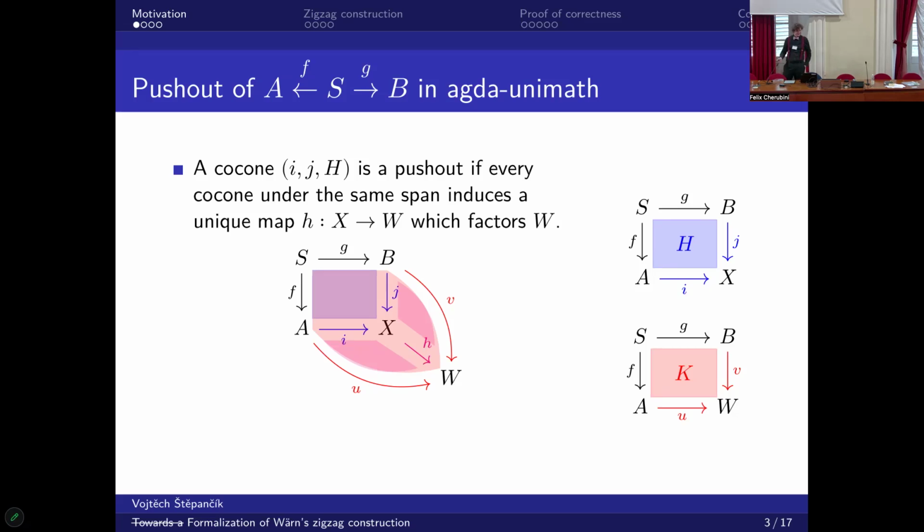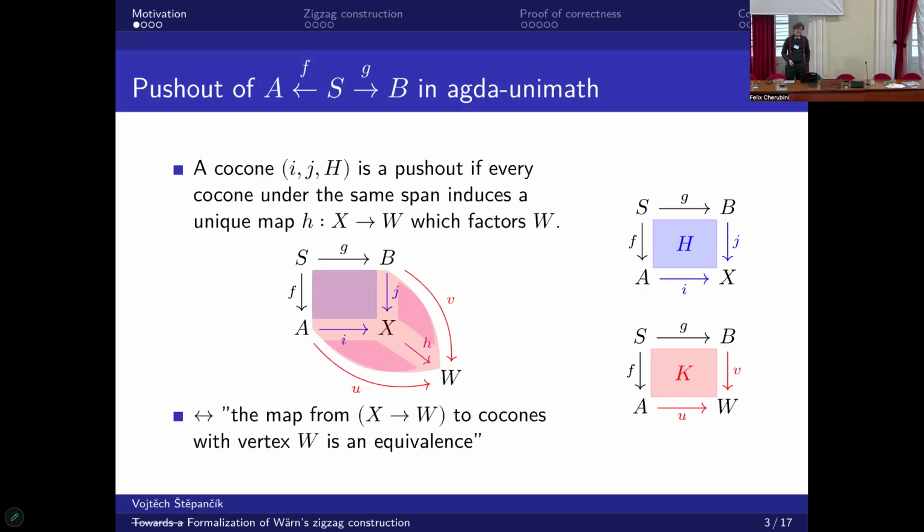Alternatively, we say that the cocone is a pushout if the function that takes a map out of X to any other type and extends the blue cocone to a new cocone is an equivalence. That's the way that it's used in the library that I'm using. And one notational remark, although the cocone structure is the thing that we say is a pushout, we also often refer to just the X as the pushout of the span.